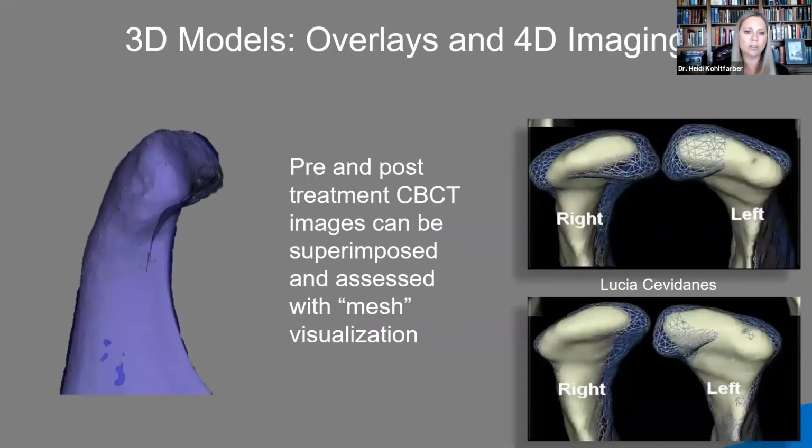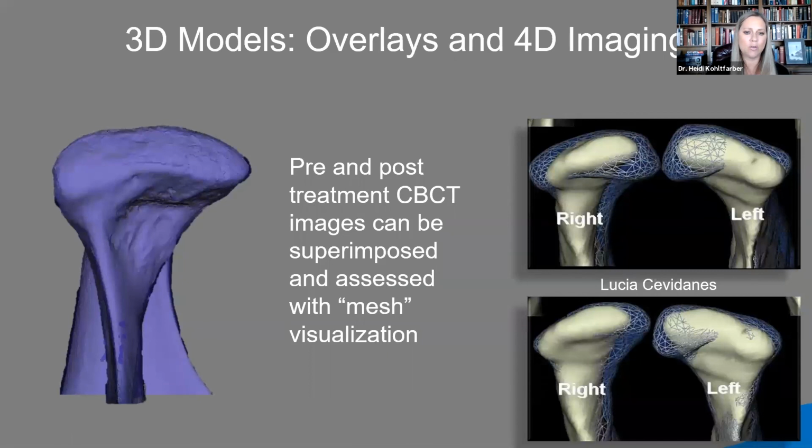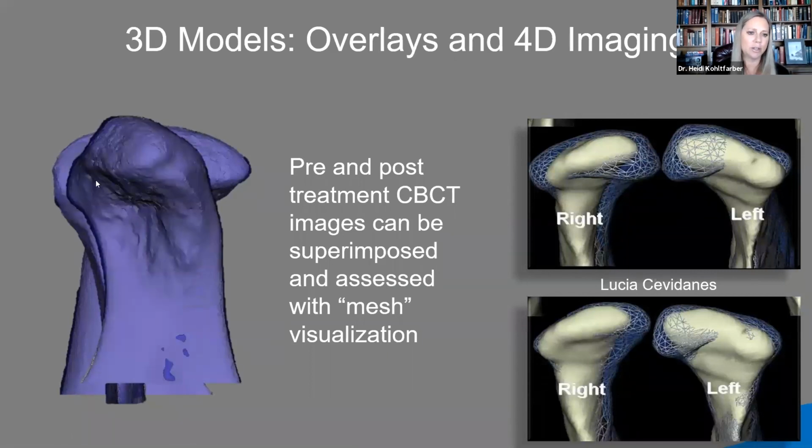We also can look at some of our overlays we have here. You can see the degree of detail that we'll get with some of these. And you can look at it over time. So this was a study done by Lucia Sevedanas where they were looking at orthognathic surgery patients and the degree of condylar resorption. And the mesh is time 1 and the white condyle is time 2.